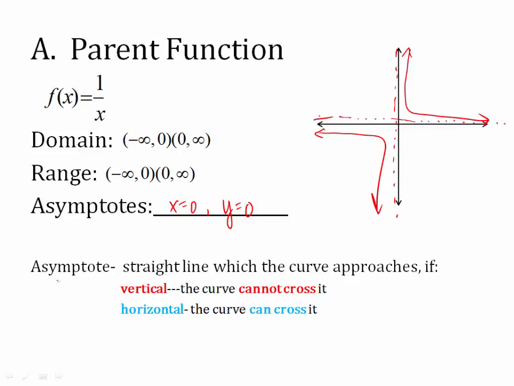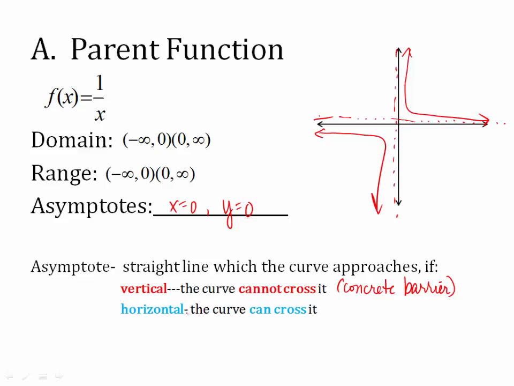Now, remember what an asymptote is. Simply a straight line which the curve approaches. Okay, so the curve's going to approach it. If it is a vertical, up and down, the curve cannot cross it. So think of it as a concrete barrier. Curve cannot cross a vertical asymptote.